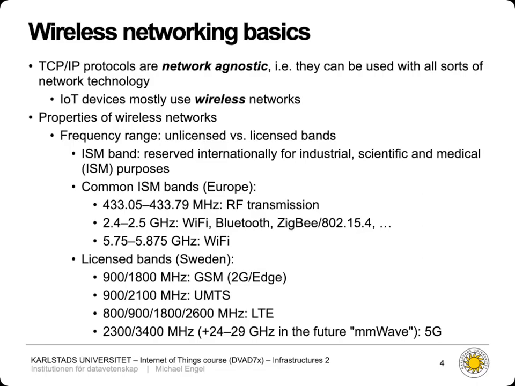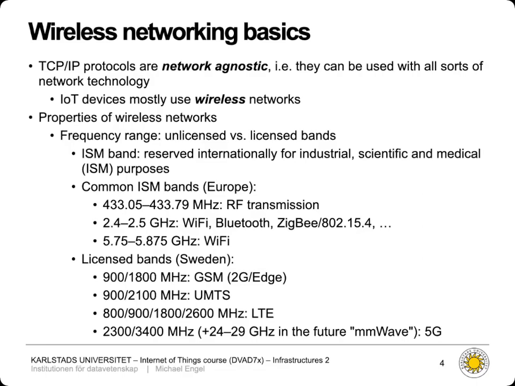And recently we have what's commonly called a 5 gigahertz band. This is between 5.75 and 5.875 gigahertz. This is a higher frequency band, which today is mostly used just for high-speed Wi-Fi transmissions.